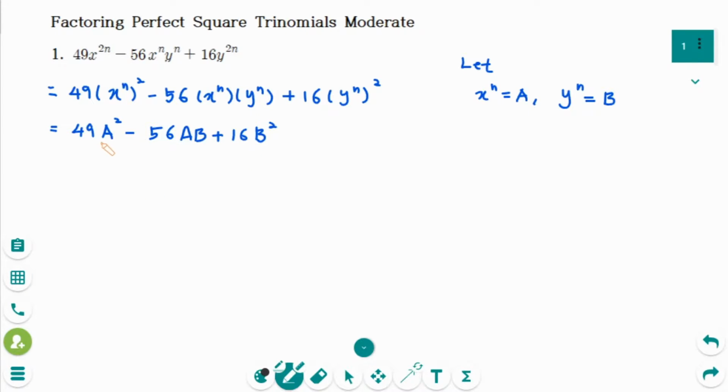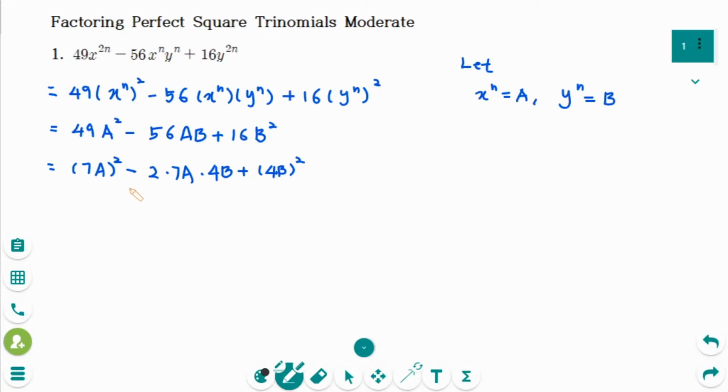You can see that the first and the last terms are perfect squares. So this one is actually 7a squared. The last one is 4b squared. The minus. Then think about this one as a 2ab part. So 2 times a part is 7a, b part is 4b. So 2 times 7a times 4b is 56ab.